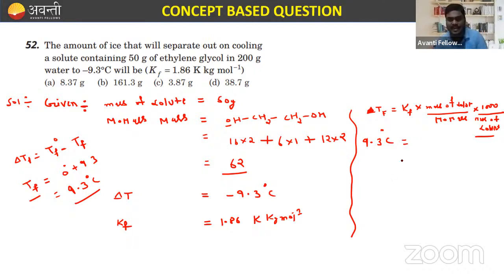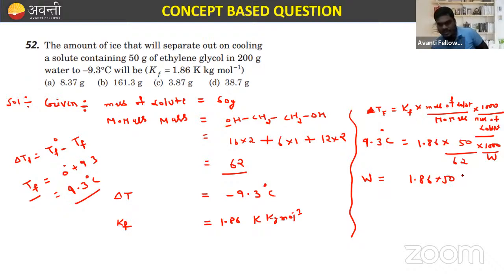What is KF here? KF is already given, equal to 1.86. Now, what is the mass of solute in this question? The mass of the solute is already given, that is 50 gram. The molar mass is 62. This is 1000, and this W you have to calculate. So W comes out to be 1.86 into 50 into 1000 divided by 9.3 into 62.